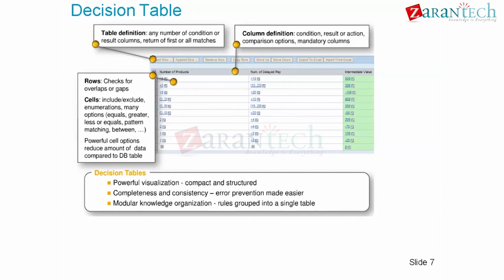Number of leaves of an application. Number of leaves available is 25. Number of leaves already availed is 24. What could be the intermediate value? 1. Correct? Yes. So that's how your decision table will work. Based on more than one input, we are expecting some output. No need to write any logic. No need to write any code. Directly mention the values and you will get the desired output.